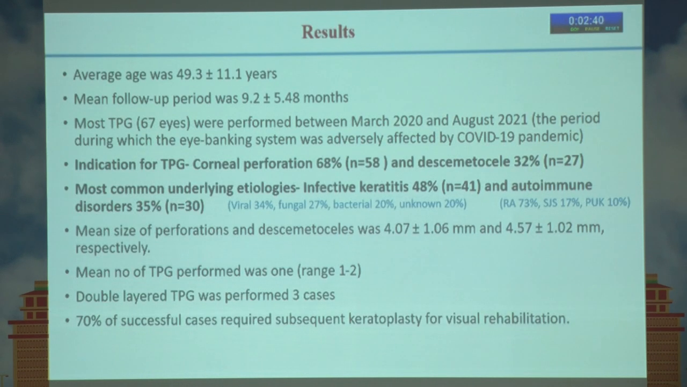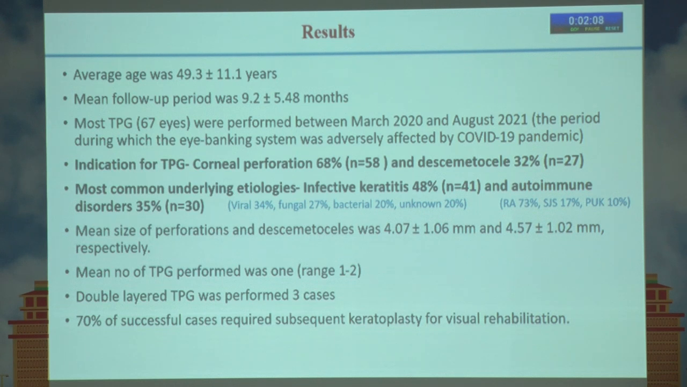In results, average age was 49.3, mean follow-up period was 9.2 months up to a maximum of 36 months, and the majority of the surgeries were done during the COVID-19 pandemic when eye banking systems were adversely affected. In 68% of cases, we performed it in corneal perforation, and 32% of cases were in descemetocele. The most common underlying etiology was infective keratitis in 48% of cases, where viral was the commonest one, followed by autoimmune disorder in which rheumatoid arthritis was the commonest one.